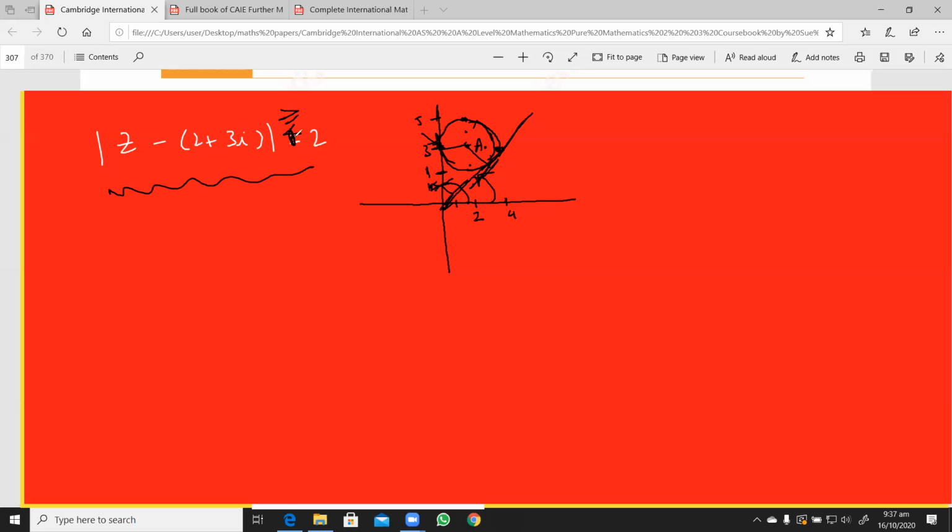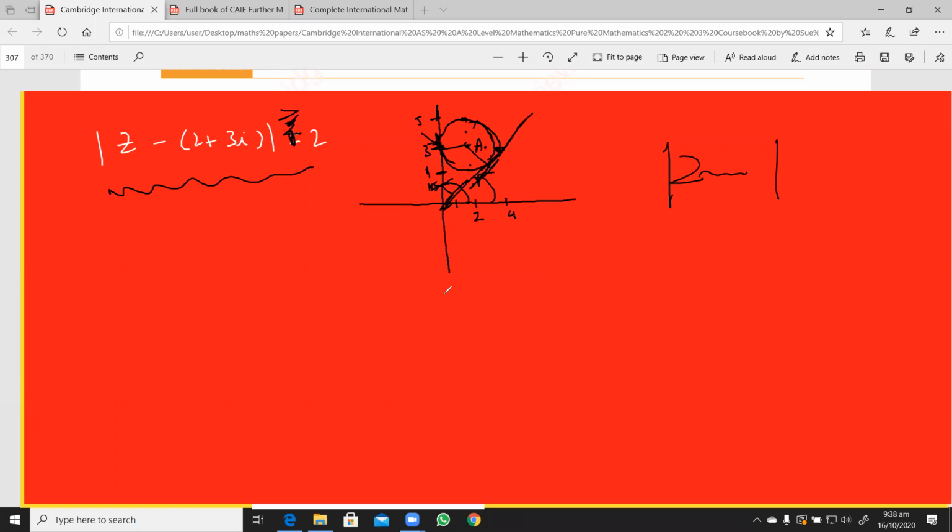What if there is no equal mark over here? You will keep the circle dotted. You have done this in your O levels. So that means the circumference is not included in this. So please remember this, the circle thing. Whenever you have this modulus thing, it is about a circle. And when you have a circle in your mind, then two things should follow: where is the center of that circle and what is the radius of that circle.